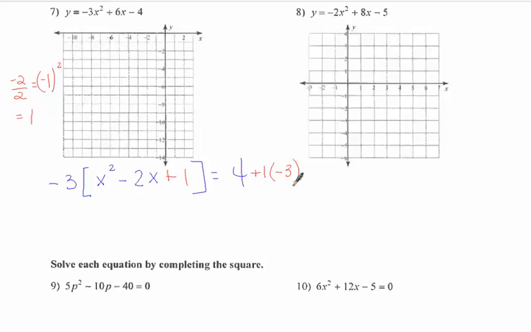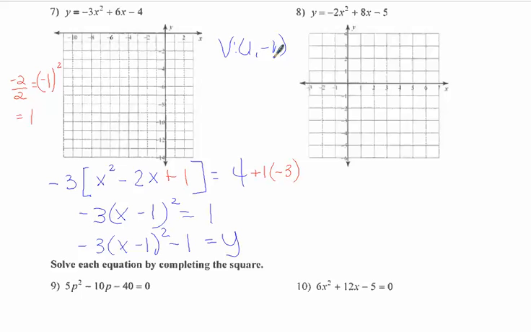So the entire reason I complete the square is so that I can factor this into a perfect square trinomial. Copy my -3. 4 minus 3 is 1. And I get -3 times (x minus 1) squared minus 1 equals y. My vertex is 1 comma -1. 1, -1, which is right here.